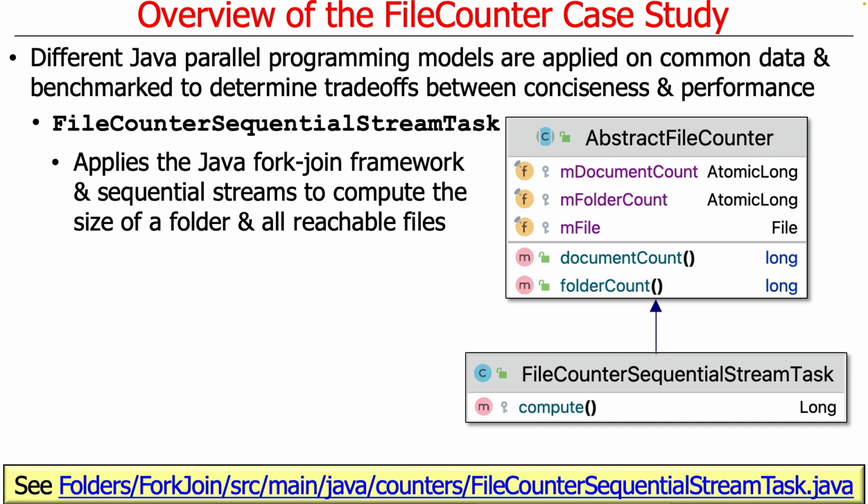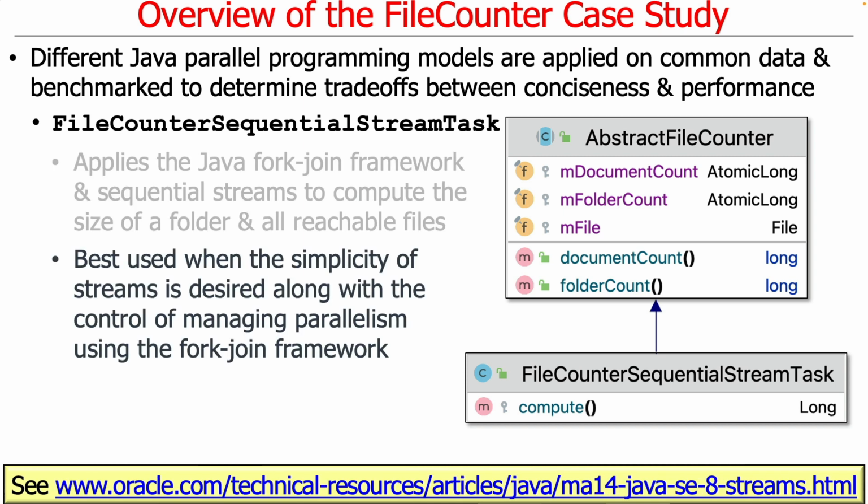The FileCounter sequential stream task subclass applies the Java fork join framework and Java sequential streams to compute the size of a folder and all the reachable files. And it's best used when we want the simplicity of streams to control the flow in the implementations of the various methods, in this case the compute method, while using the fork join framework to actually do the parallel computing. So it's kind of a neat hybrid approach that combines the simplicity of streams with the scalability of the fork join framework.